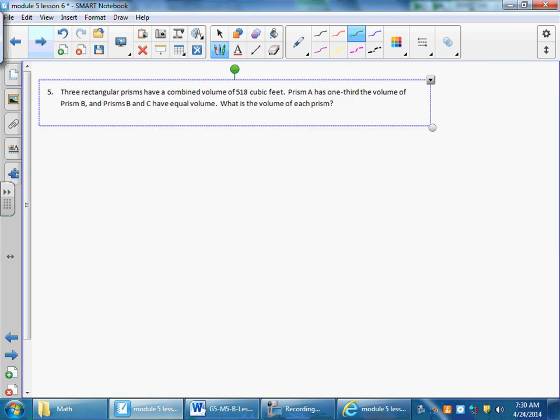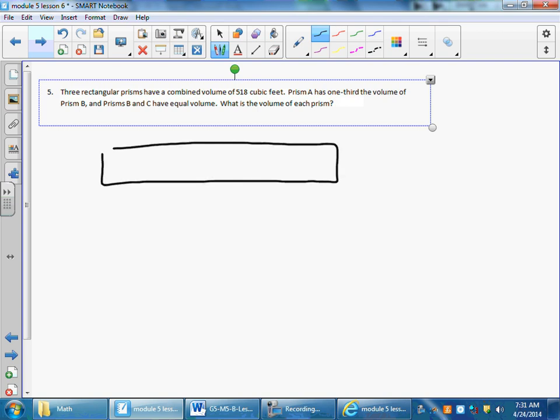And lastly, question 5. 3 rectangular prisms have a combined volume of 518 cubic feet. Prism A has 1/3 the volume of Prism B, and Prisms B and C have equal volume. What is the volume of each prism? So I would originally think of a tape diagram, because all 3 prisms together are going to have a volume of 518 cubic feet.